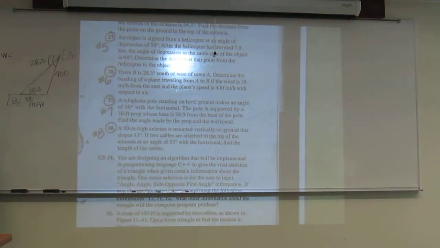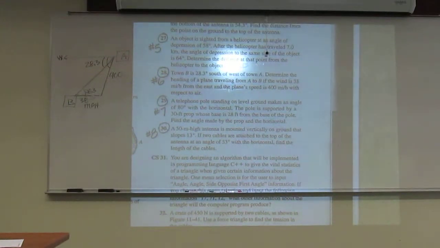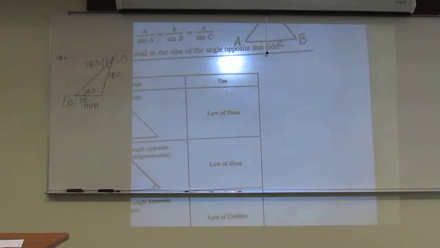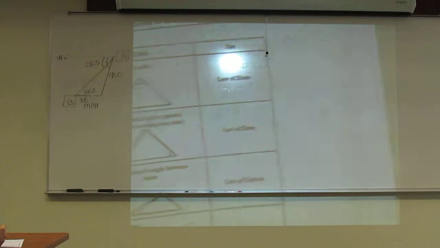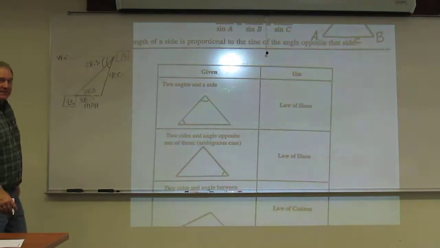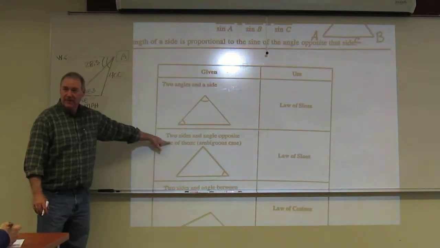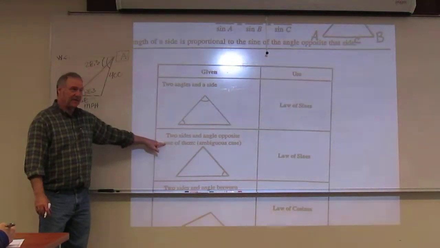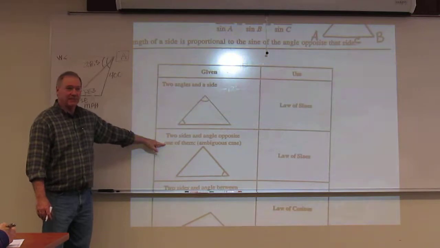Look down at your little cheat sheet. What do we have? We have two sides and the angle opposite one of them, right? Isn't that this scenario right here? Law of sines. We now know enough to solve this triangle.